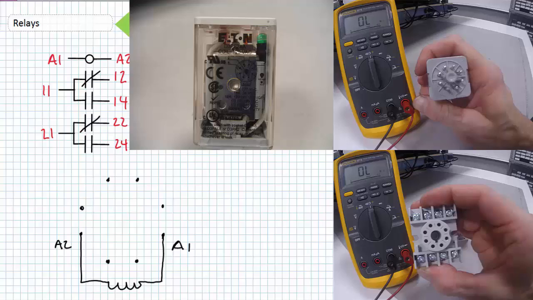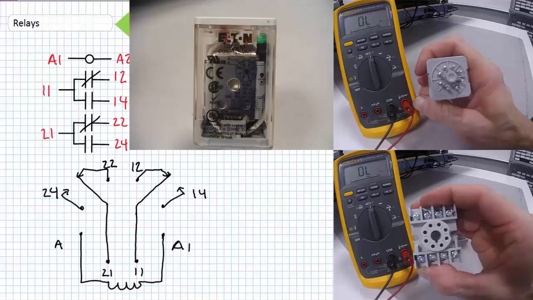If this relay is inserted to the socket correctly, the 2 outside terminals on the bottom of the base are the 2 coil terminals A1 and A2, and the 2 middle terminals on the bottom of the base are the common terminals for the 2 independent switches 1, 1 and 2, 1. The 2 outside terminals on the top of the base are the normally open switches 1, 4 and 2, 4. The 2 inside terminals on the top of the base are the normally closed switches 1, 2 and 2, 2.